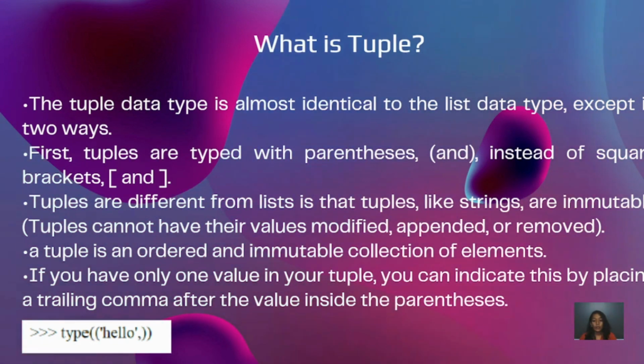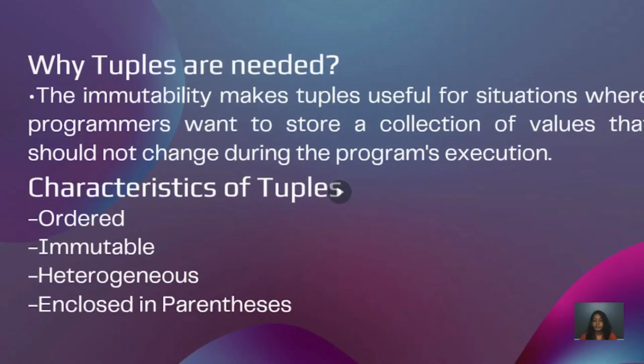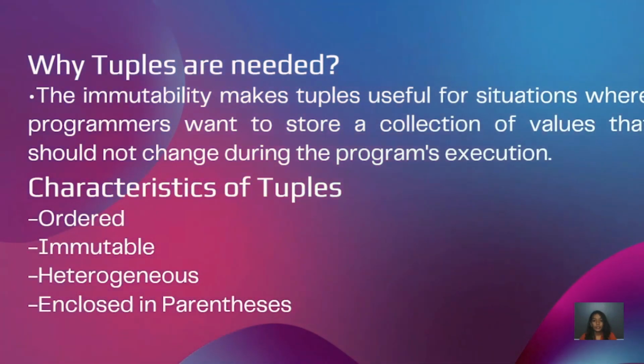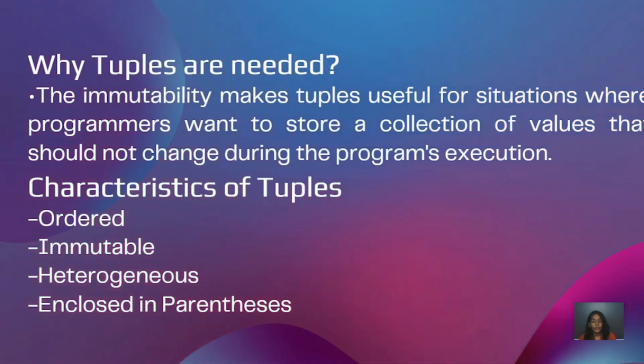If you have only one value in your tuple, you can indicate this by placing a trailing comma after the value inside the parenthesis. Just as shown below, inside the parenthesis we have, inside the quotes, hello. Why are tuples needed? The immutability makes tuples useful for situations where programmers want to store a collection of values that should not change during the program's execution.